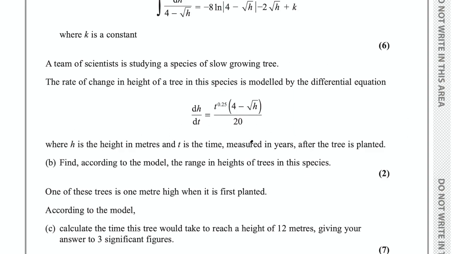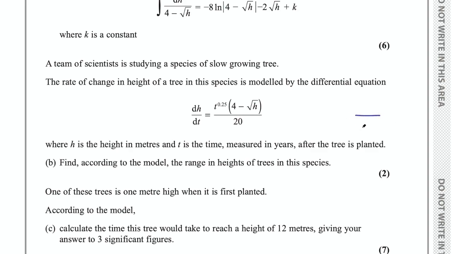So I guess we're talking about meters per year for dh on dt, and we are looking, well, firstly we're looking for the range essentially of h. So let's think about this logically. If we are talking about a tree, well, what's the minimum? It can be 0.